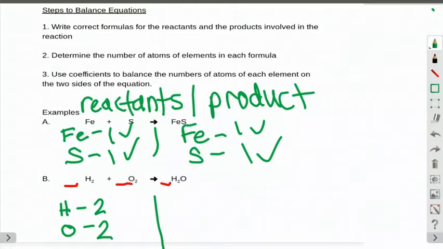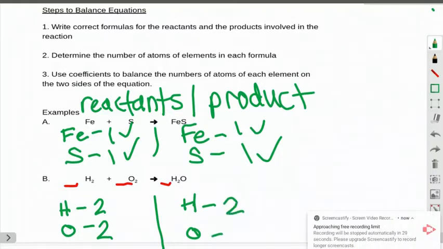Now, on the product side, we also see that we have an H and an O. There is a 2 next to the hydrogen, so that means that we have 2 hydrogens. There's not a number next to that oxygen, so that means we only have 1 oxygen. So if we take a look, we don't have the same number of oxygens on the reactant and the product side. So this is where we will need to add a coefficient to make those equal the same numbers, or the same matter on each side.